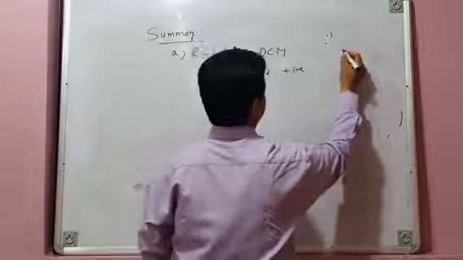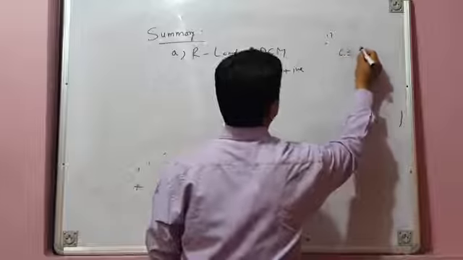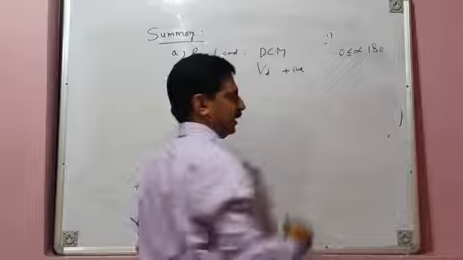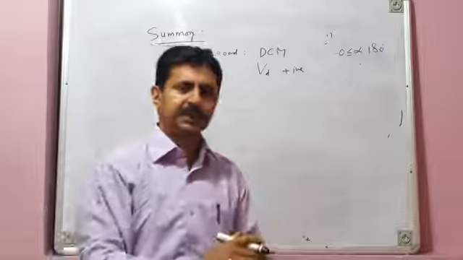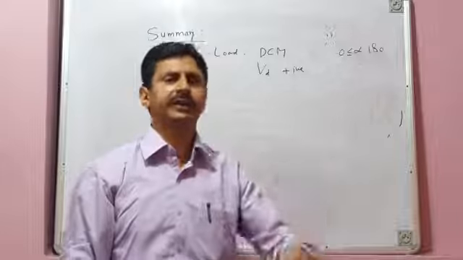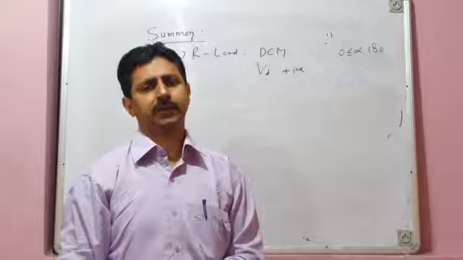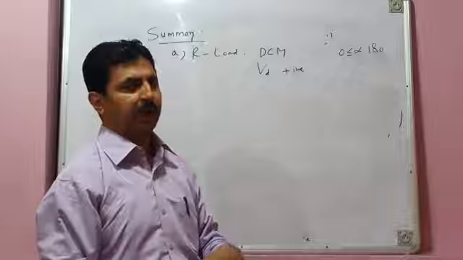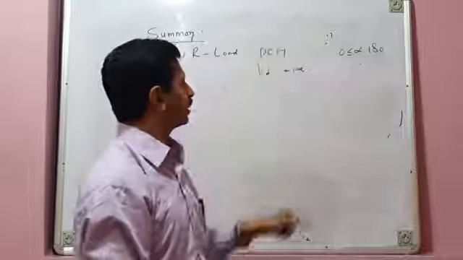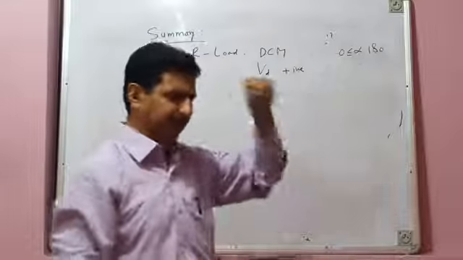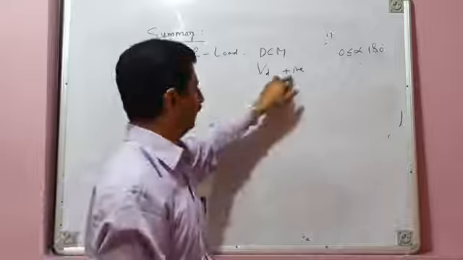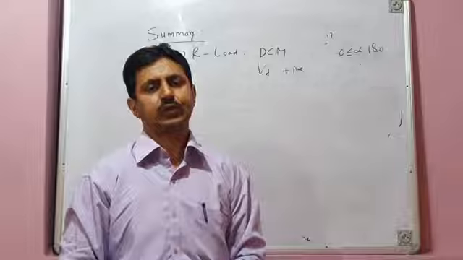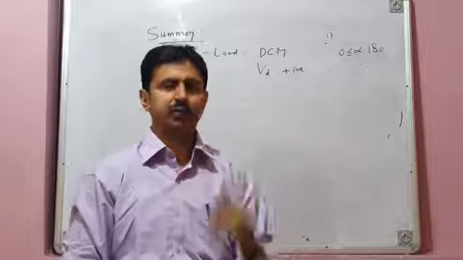So alpha can be less than 90 degrees. This is the range of alpha, 0 to 180 degrees. Alpha less than 90 degrees will result in rectification. Alpha greater than 90 degrees will also result in rectification. There is no inversion mode of operation in purely resistive load. It always results in discontinuous conduction mode of operation, and VD at any value of delay angle or firing angle will always be positive. That means power is always drawn from source to the load. Power flows from source to the load.